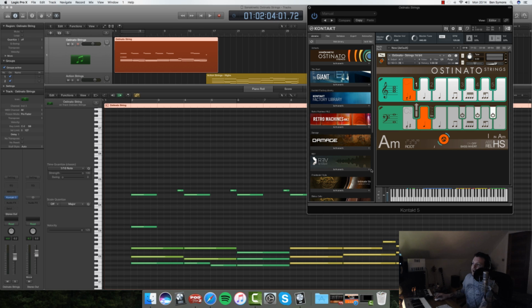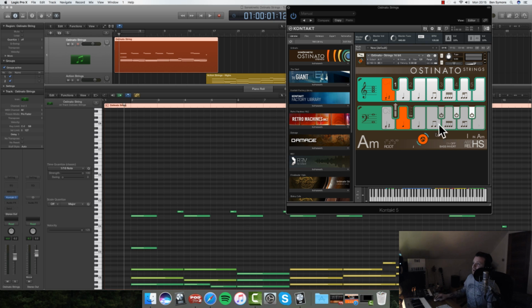And I find it quite fiddly messing around with lots of key switches, and this is heavily driven by key switches. So if I play this one again, you'll see stuff jumping around, and that's these key switches here triggering what pattern I want it to play. So you'll see things moving around.